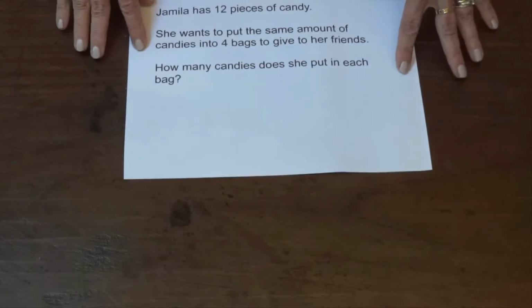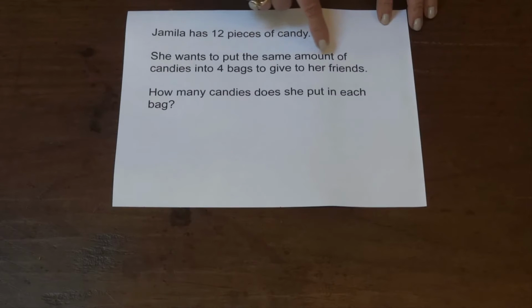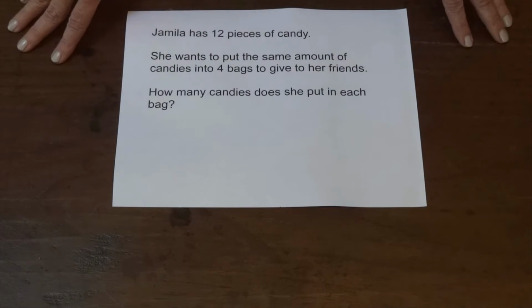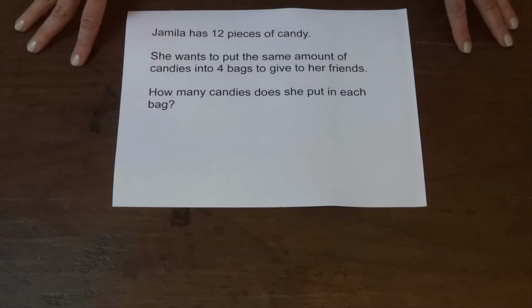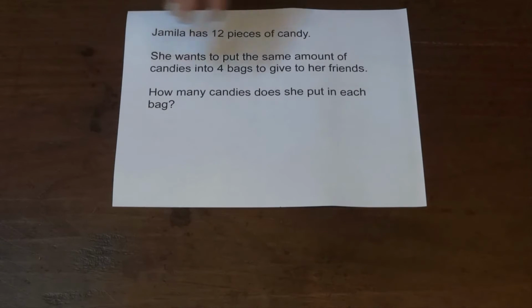Here we have a story problem. We can see Jamila has 12 pieces of candy. She wants to put the same amount of candies into 4 bags to give to her friends. How many candies does she put into each bag? Okay, let's see if we understand this. We see that Jamila has 4 bags of candies.